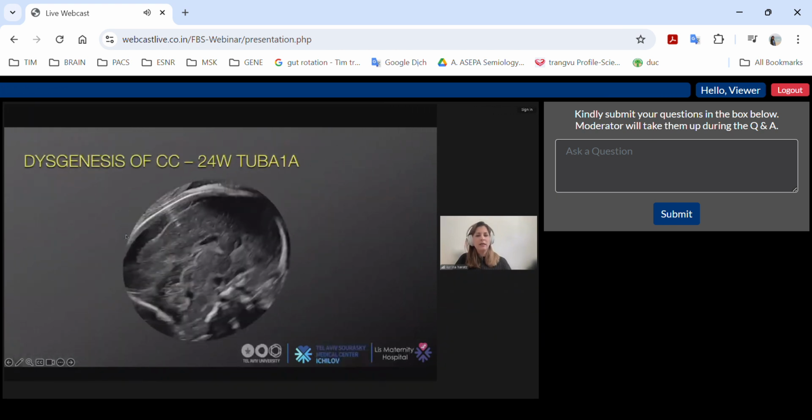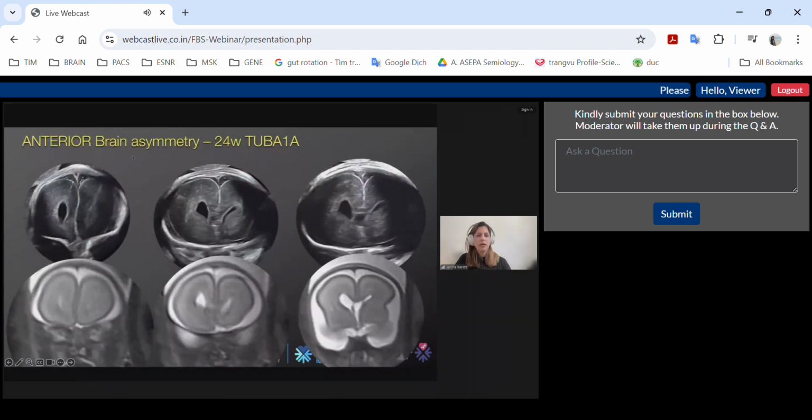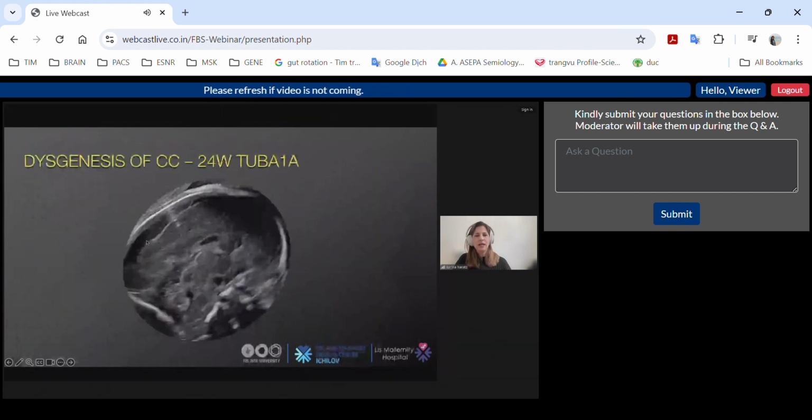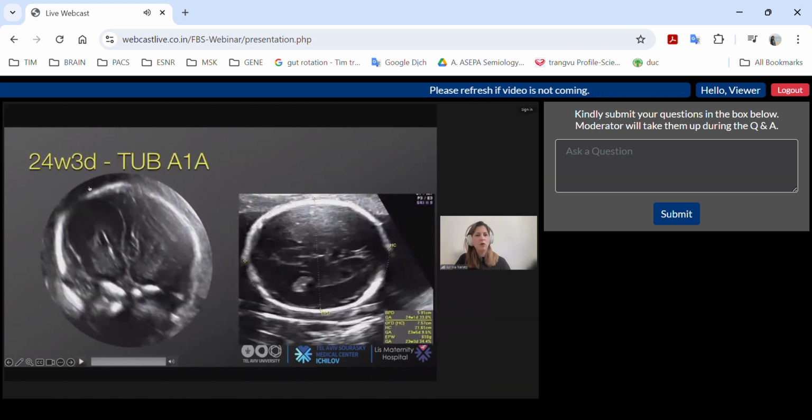We will see, and this is at a very early gestational age, 24 weeks, asymmetry in the shape of the anterior horns, asymmetry in the size of the hemispheres as well, and in the development of the cells. The corpus callosum will be affected in a more or less severe way, as well as the brainstem and the cerebellum. In TUBA1A, everything will be very severely abnormal.